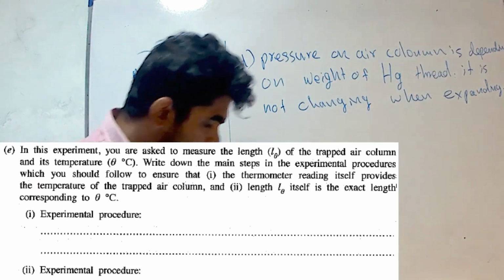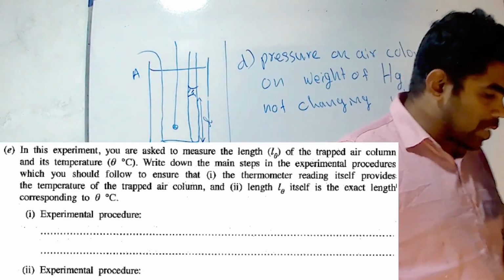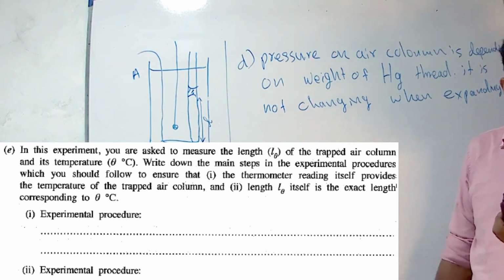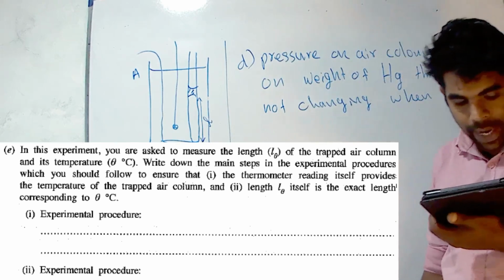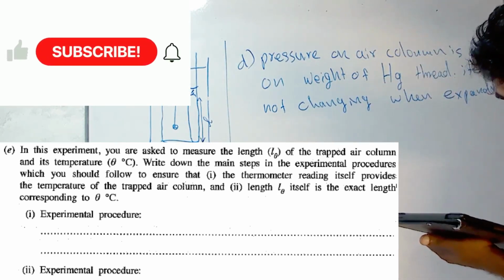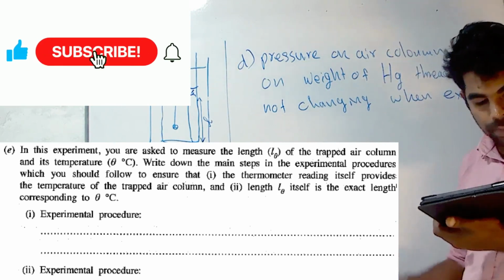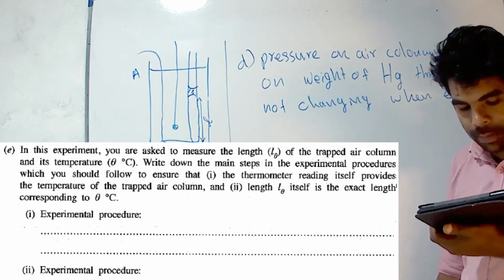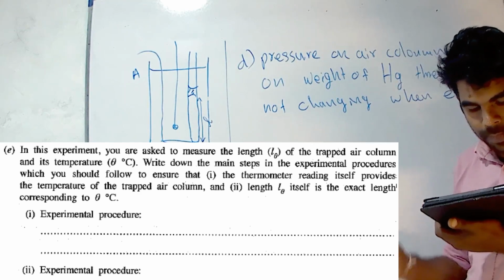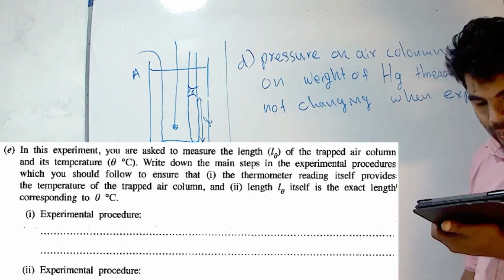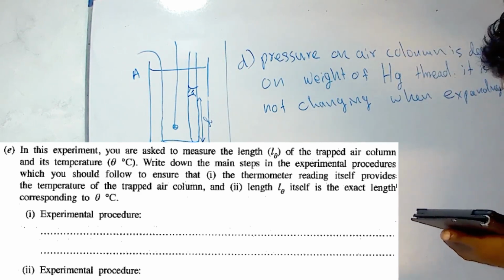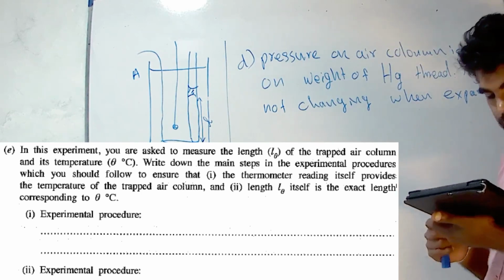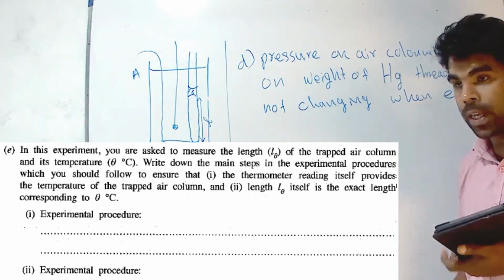Then part E. In this experiment, you are asked to measure the length L theta of the trapped air column and its temperature. Write down the main steps in the experimental procedure which you should follow to ensure that part 1, the thermometer reading itself provides the temperature of the trapped air column. Part 2, length L theta itself is the exact length corresponding to theta.